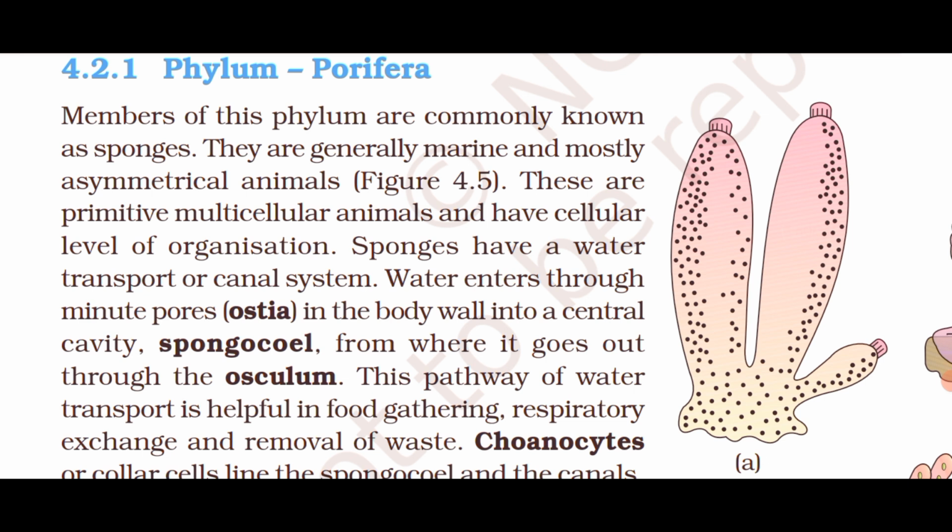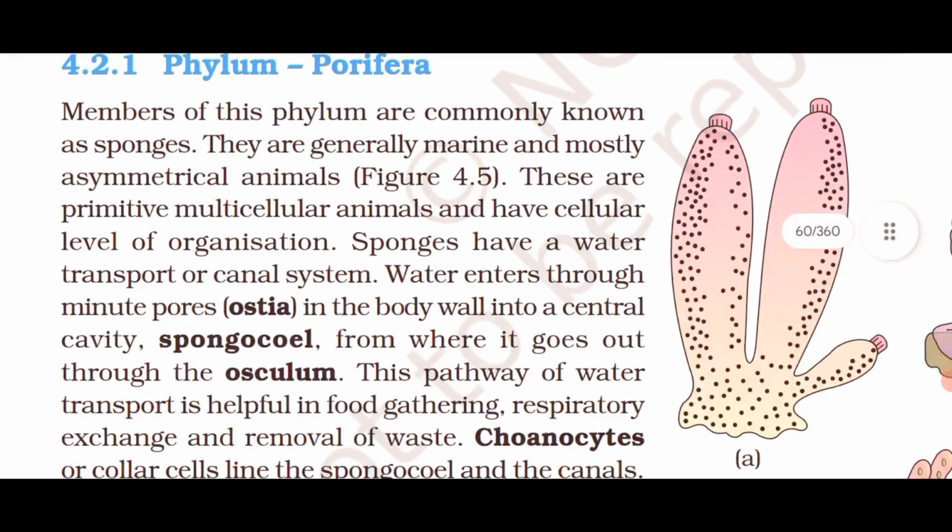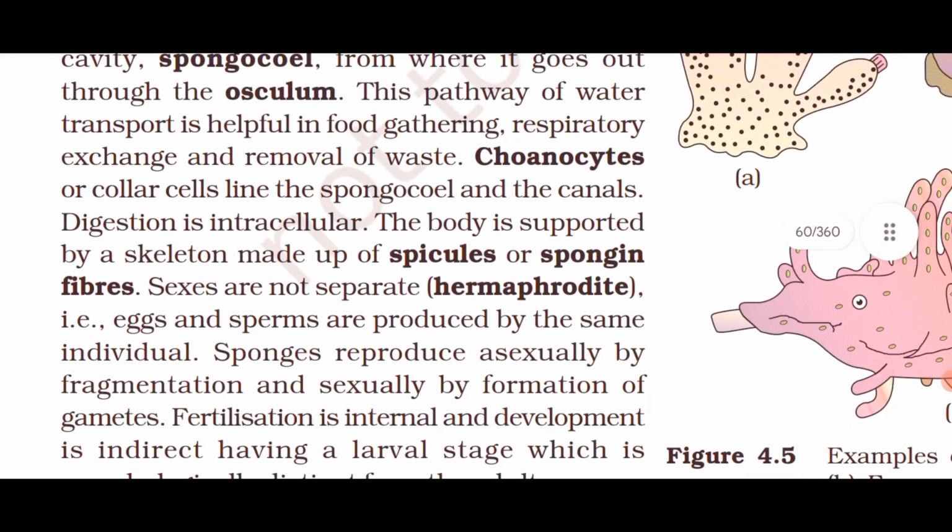Sponges have a water transport or canal system. Water enters through minute pores called ostia in the body wall into a central cavity, spongocoel, from where it goes out through the osculum. This pathway of water transport is helpful in food gathering, respiratory exchange, and removal of waste.